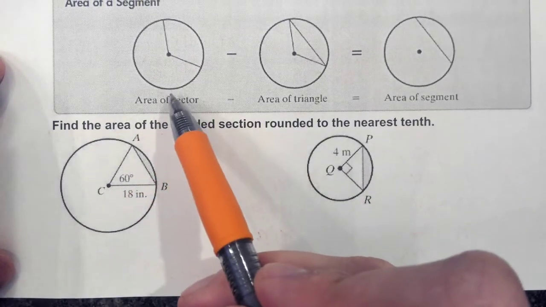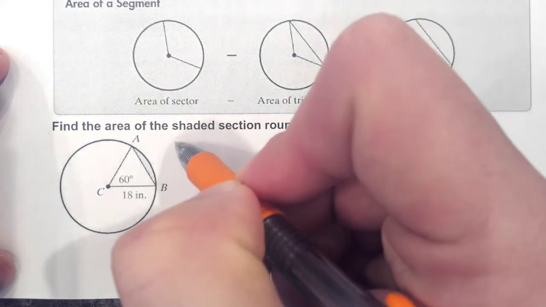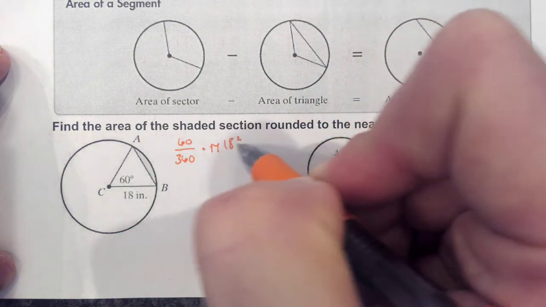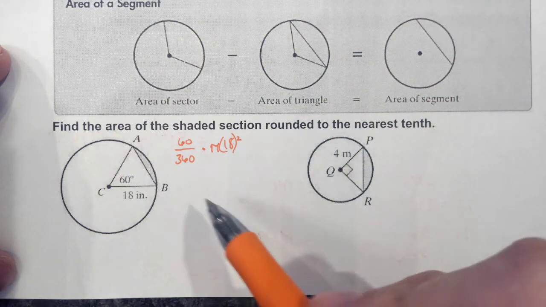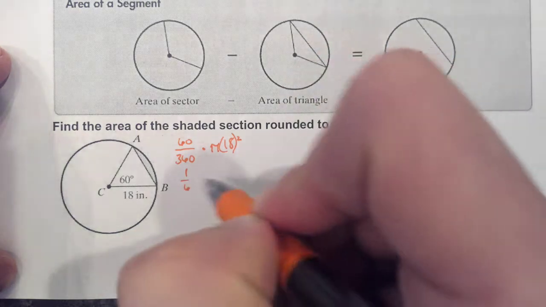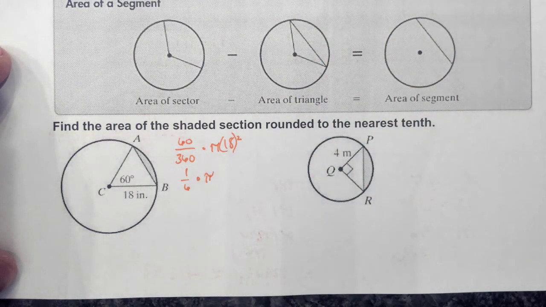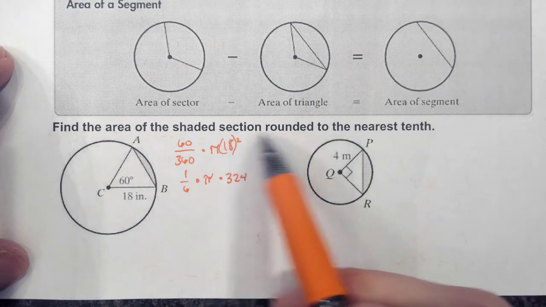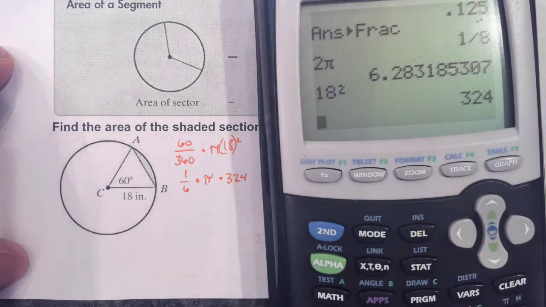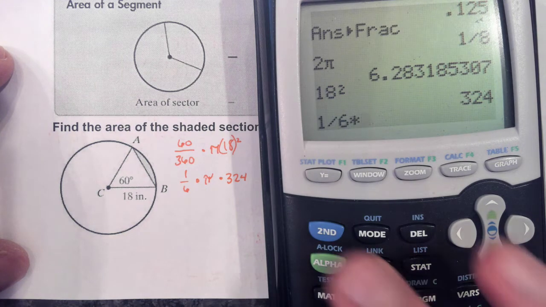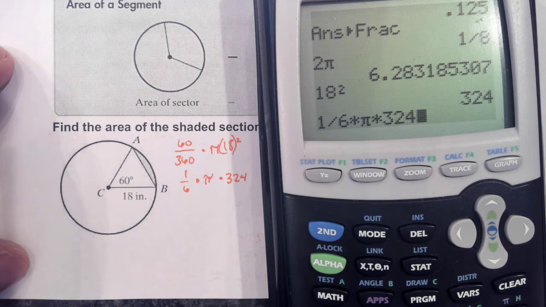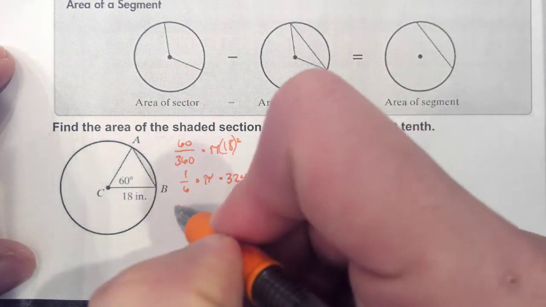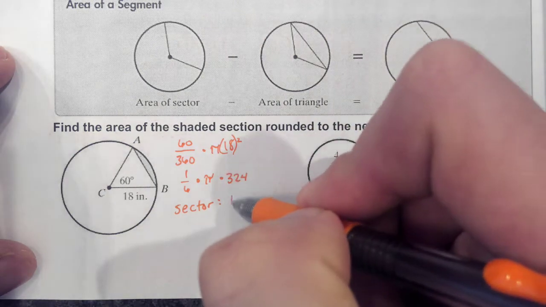First thing we need to do is find the area of the sector of this circle. Again, that's going to be the central angle divided by 360 times pi times the radius squared. So 60 over 360 reduces to 1/6. 18 squared is 324. It says to round this to the nearest tenth, so I'll type that in: 1/6 times pi times 324. Rounded to the nearest tenth is 169.6. So this is my sector, 169.6.